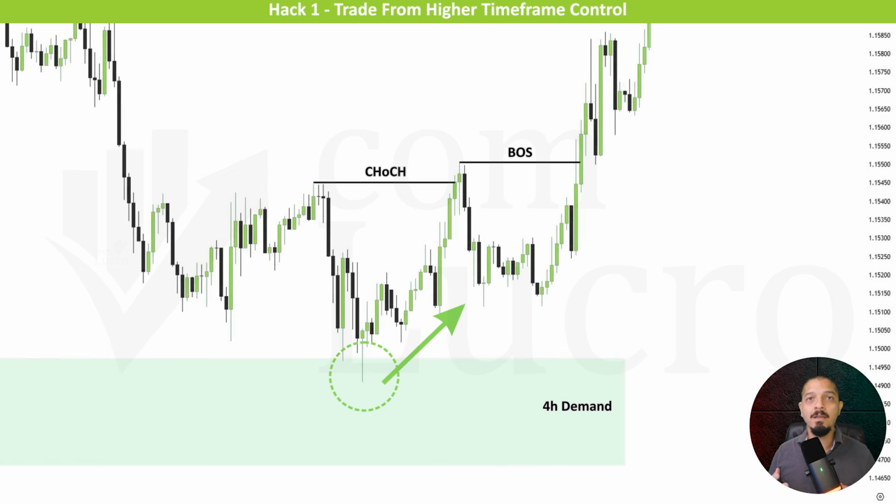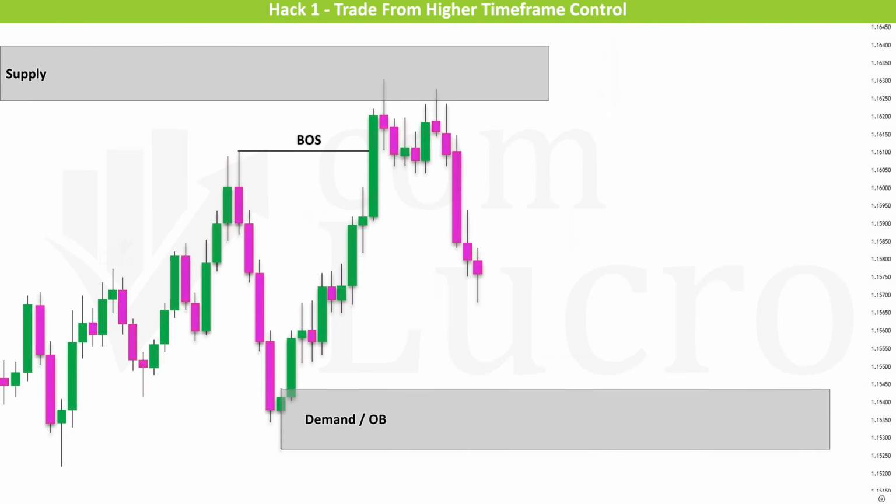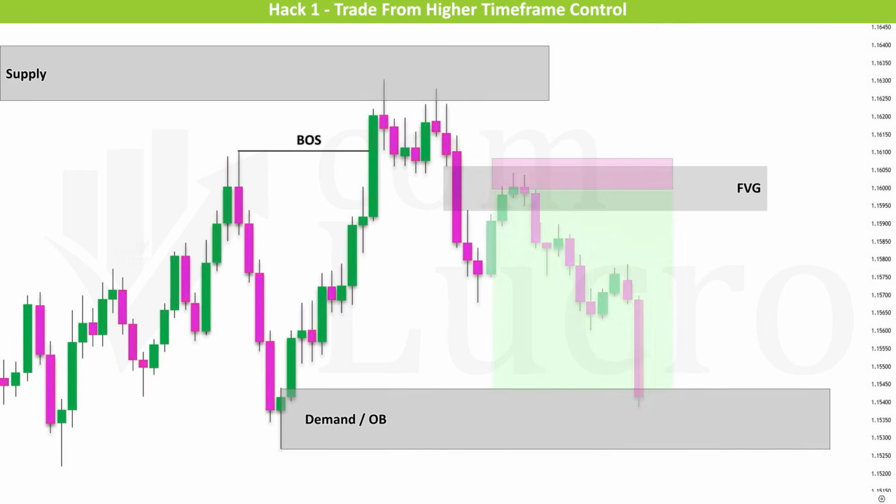Before moving forward, let's quickly recap how to identify who is truly in control. To determine whether demand or supply is dominant, you need to evaluate the most recent price origin. For example, if the market is trending downward and price originates from a fresh, unmitigated supply zone, then supply is in control, and you should be looking for selling opportunities, not buys.